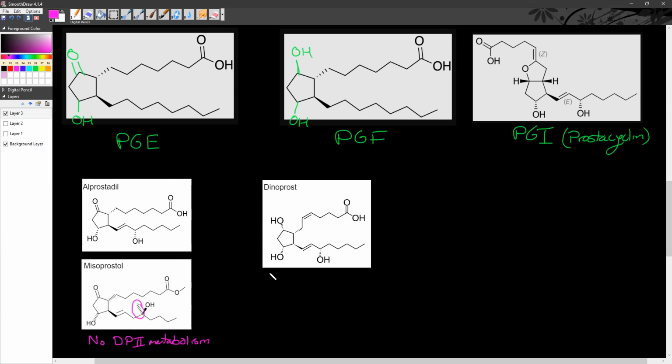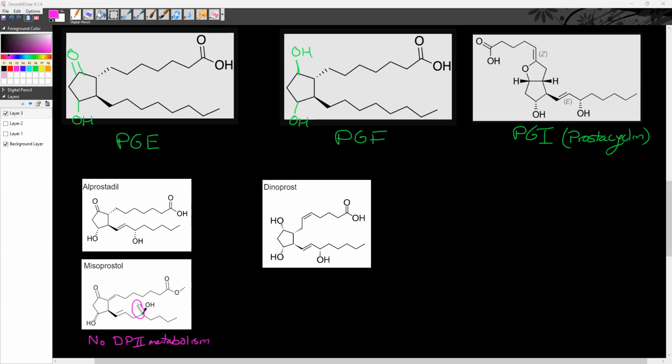Looking at dinoprost, we can see that it's PGF derived. And the big thing here is that the lack of the ketone is going to essentially mean that the PGF drugs are much more hydrophilic. They're way more hydrogen bonding.